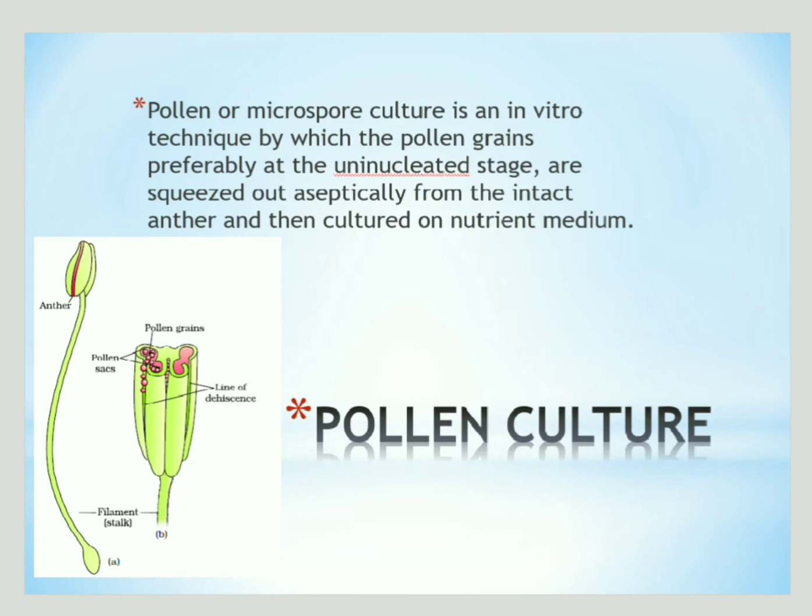Any culture where we are using pollen is called pollen culture. Here we have to separate the pollen grains at the uninucleated stage, when they have a single nucleus, from the anther, which is bilobed and has the pollen grains in the pollen sac. We have to remove them and then culture them in the nutrient medium which we have prepared artificially in laboratory conditions.